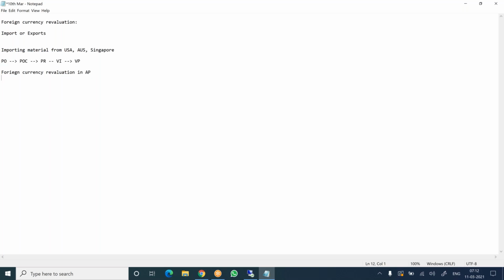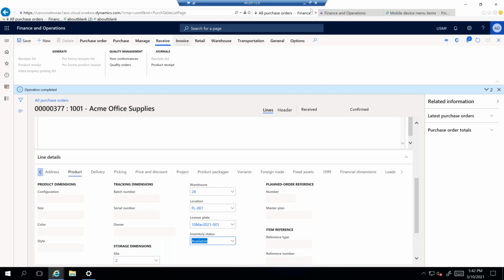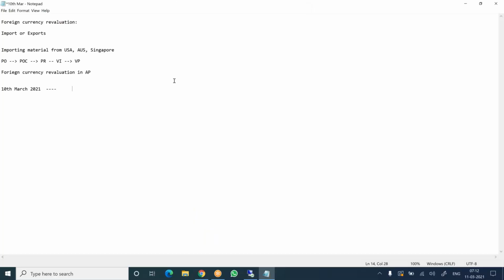Suppose we take the example on 15th, today it is 10th or 11th March 2021. Now we are doing it in US dollars, in the USMF company. What I will do is import €1000, like 1000 euros.